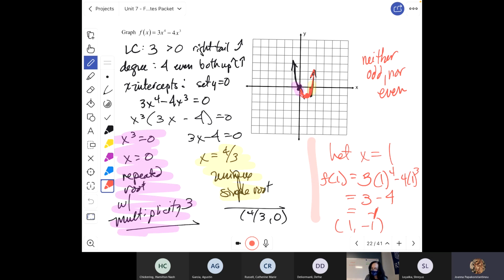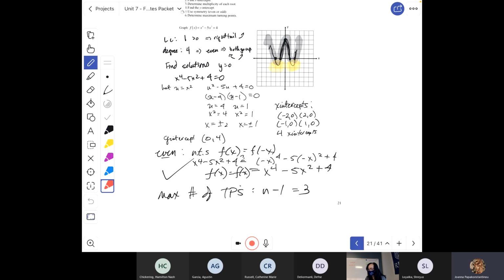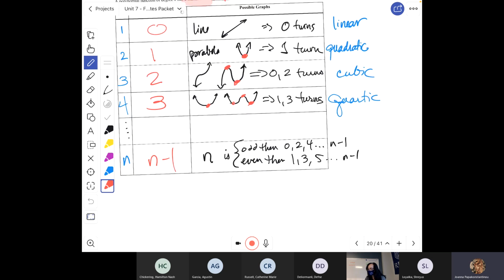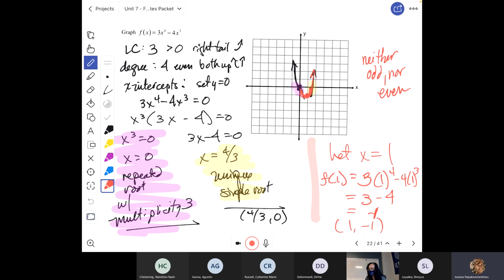What's the maximum number of turning points? 3. Yeah, how many do I have? You've got 2, 1, 1. How many should I have? Only 1. For degree 3, I can have 1 or 3. And what is the y-intercept? 0. Okay, good. All right, so that's fun with graphing.